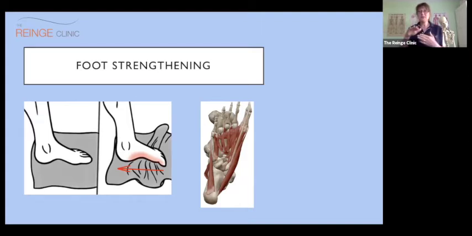Okay, so anyone who's got a flat arch and has been told there is nothing you can do about it, there is loads you can do about it. You can strengthen a muscle, and the arch is supported by the muscles of the foot. So how are we going to strengthen up those feet? Dead easy. We're going to use a towel and we're going to scrunch that towel up.